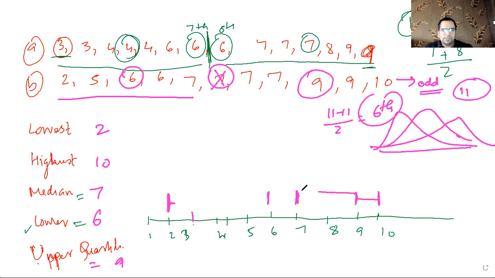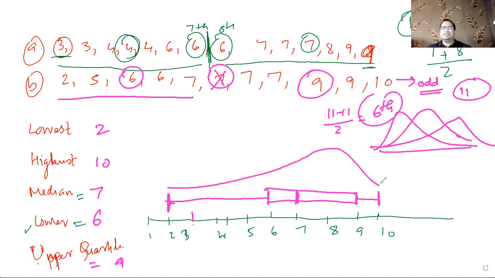If you join it like this, you will see that 50% of the values are between 2 and 7, while the next 50% are between 7 and 10. So this data is more shifted towards the right, and so it's more of a negatively skewed data. So this is how you create the box and whisker plot for the given data set.